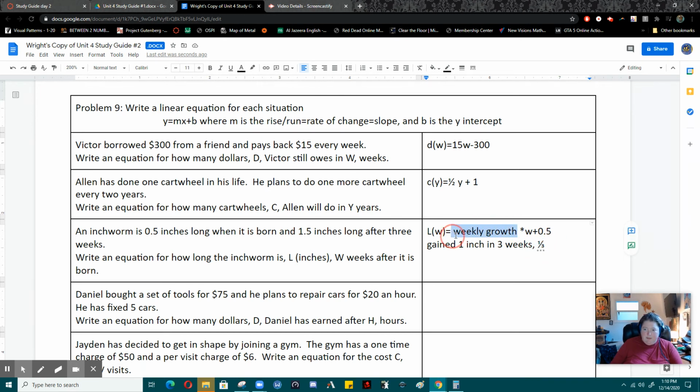His mama would be so proud. So our equation is 1/3 W plus 0.5. And if you want it all in fractions, you could change that 0.5 to a 1/2, or just leave it as 0.5, either way.